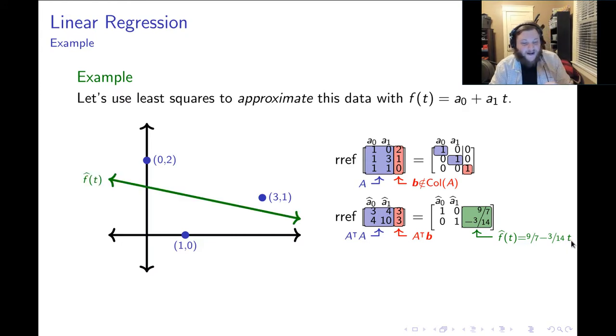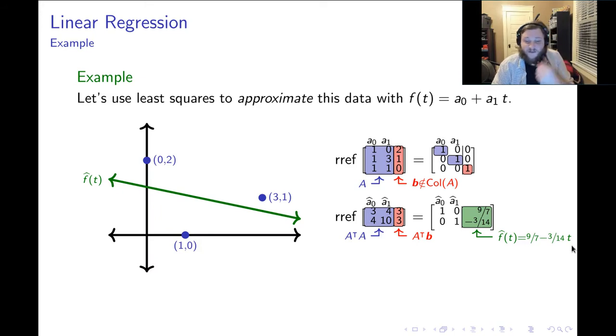And I went ahead and plotted that line, and we can see here that this actually makes some sense. If I had to fit a line to this data, I would probably want that line to look something like this. I certainly wouldn't want the line to be above all 3 data points, and I wouldn't want it to be below all 3 data points. So I would somehow want the line to cut through. And it turns out that the best way to do this, according to least squares, is for that line to cut through with slope negative 3/14 and y-intercept 9/7.